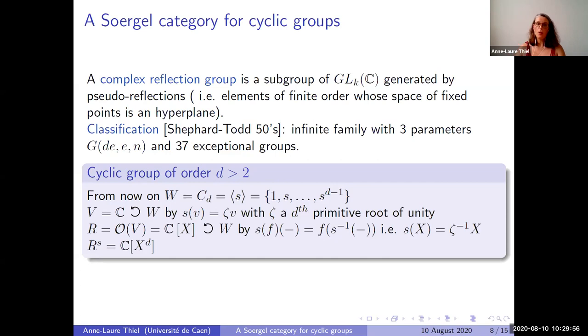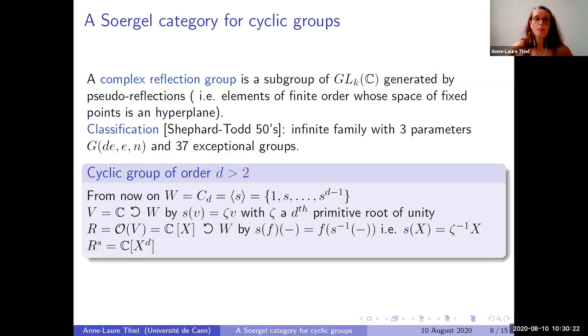Okay, and the cyclic group of order two is already covered. That's Soergel case S2. And that's why I took this example until now, because now we want to see how we can generalize Soergel's story for S2 to a group with a reflection of higher order.